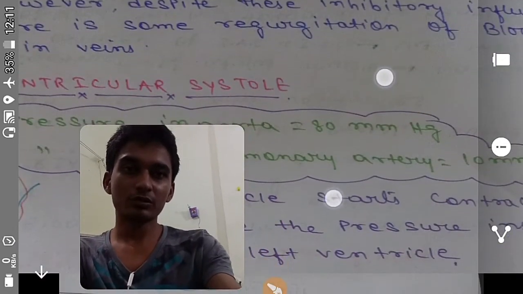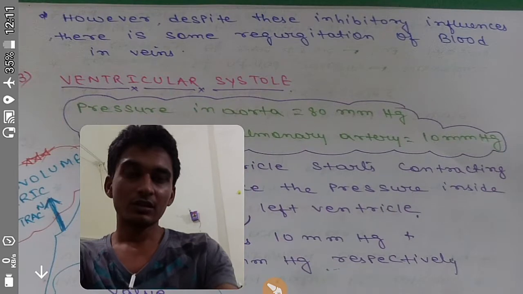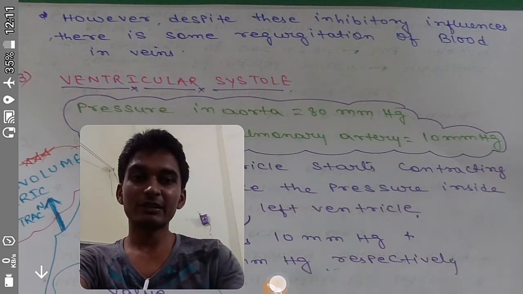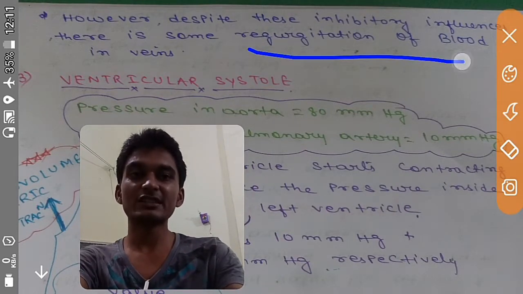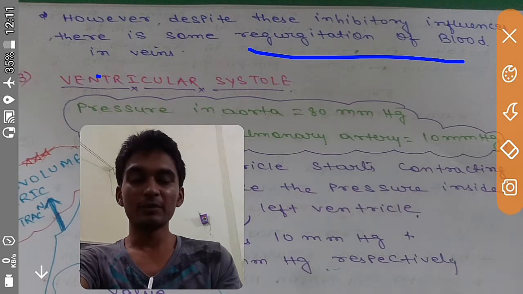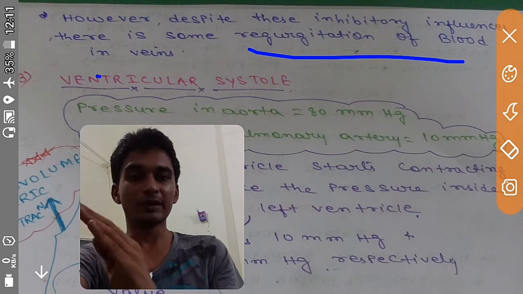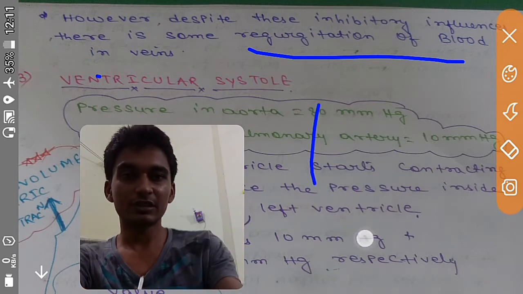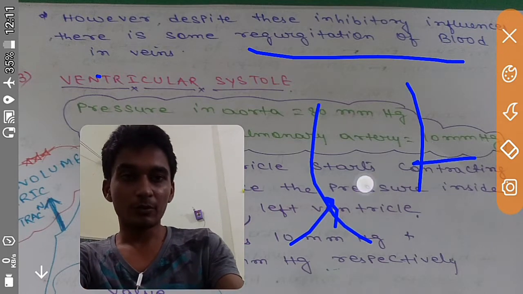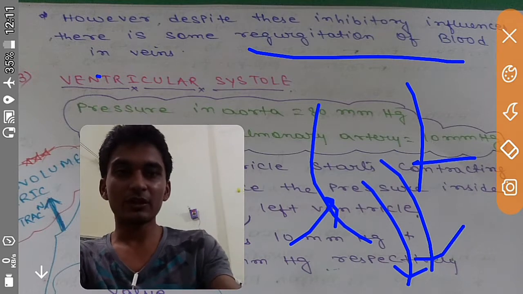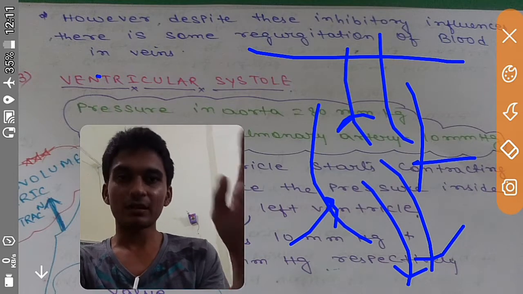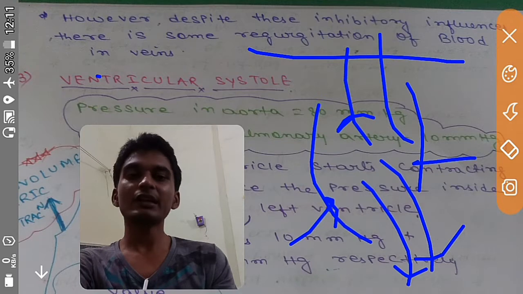But one more important point in this atrial systole is that despite these inhibitory influences, there is some regurgitation of blood in veins. Regurgitation means backflow, means some blood will backflow from atria to superior vena cava and inferior vena cava, because atria is just contracting. See the diagram, atria is contracting, so it will propel some blood towards ventricle and also some blood towards upper side, means through the orifices of the superior vena cava and inferior vena cava.